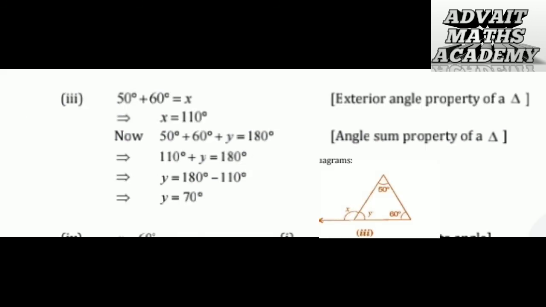See the question number 3. 50 plus 60 is equal to x, exterior angle property. Therefore x is equal to 110 degree. Now 50 plus 60 plus y is equal to 180 degree, angle sum property. 110 plus y is equal to 180 degree. Then y is equal to 180 minus 110 degree, then y is equal to 70 degree.